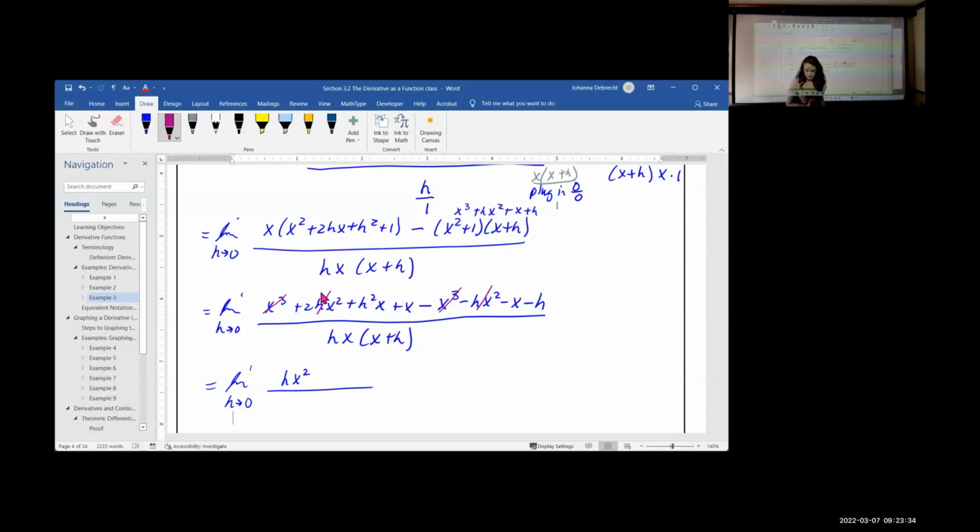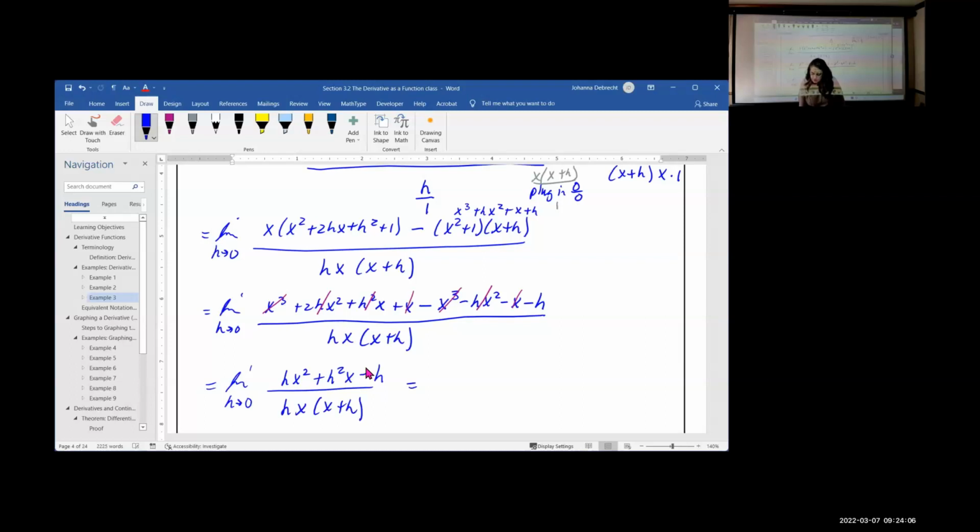Oh, nope, I have not, because I lost the h. No, that's h squared x. All right, I don't have any of the other h squared x terms, so I have a plus h squared x, and that takes care of that term. I have a plus x and a minus x, so they cancel. And then I've got a minus h, all over hx, x plus h.